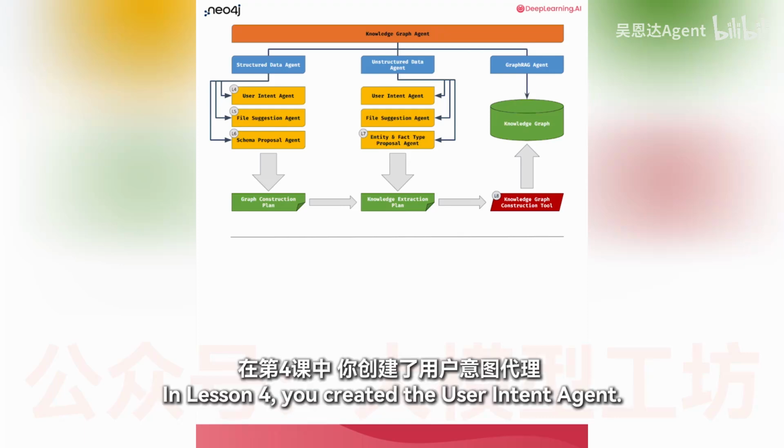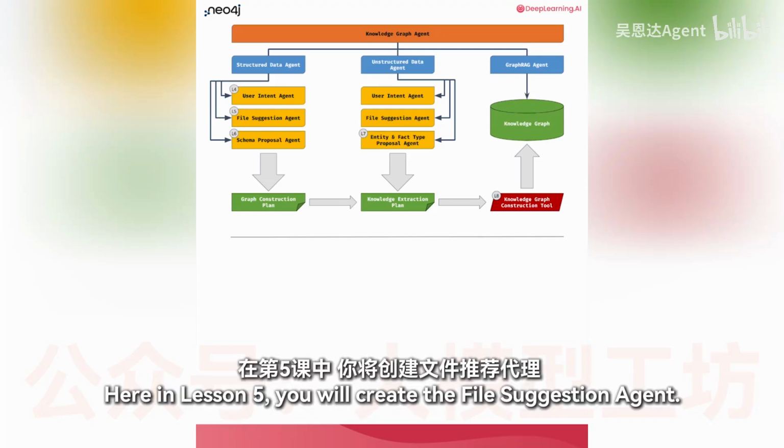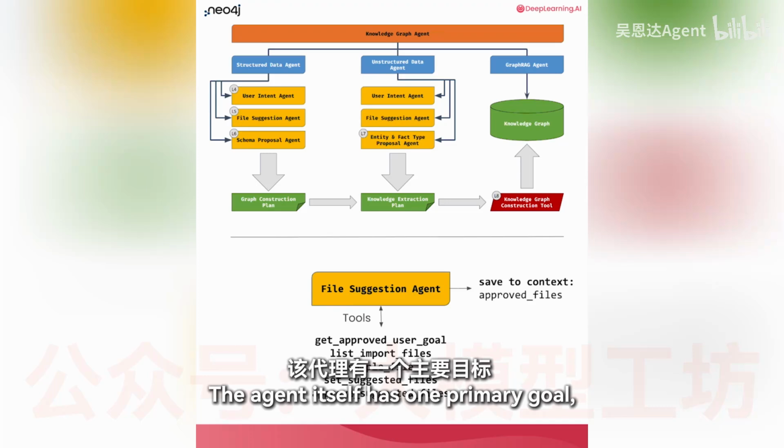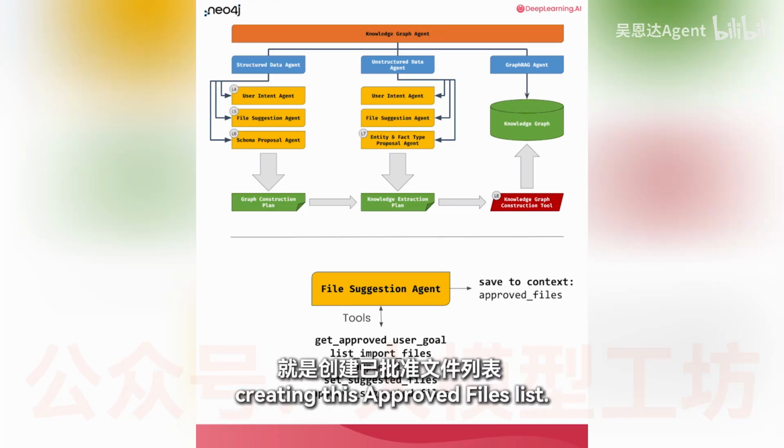In Lesson 4, you created the user intent agent. Here in Lesson 5, you will create the File Suggestion Agent. You'll have a similar pattern to what we did with the user intent agent in Lesson 4. The agent itself has one primary goal, creating this approved files list.